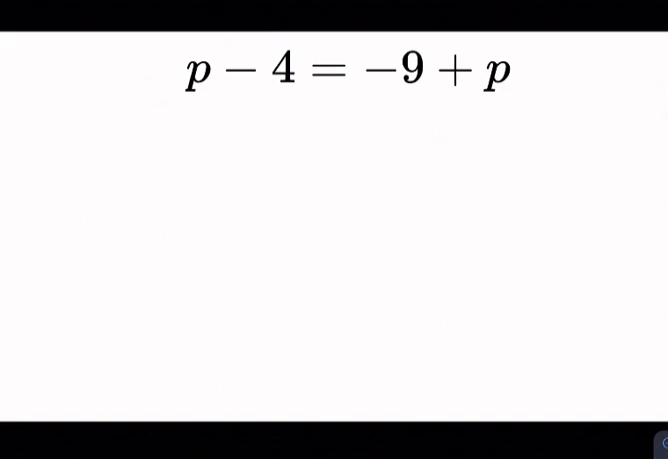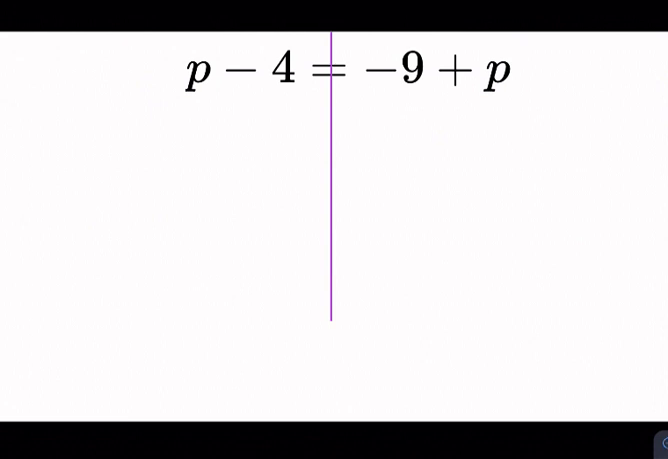Next example, I have p minus 4 and negative 9 plus p. So here's the thing, I don't have to use the tiles if I don't want to. I can use another method. Here's what I do if I'm not going to use my tiles. I draw a line through the equal sign, so I keep my sides separate.